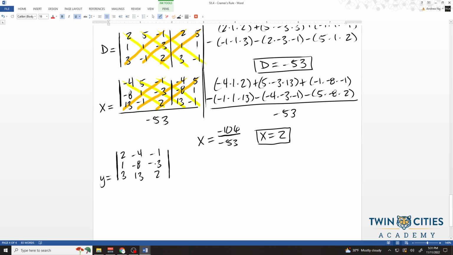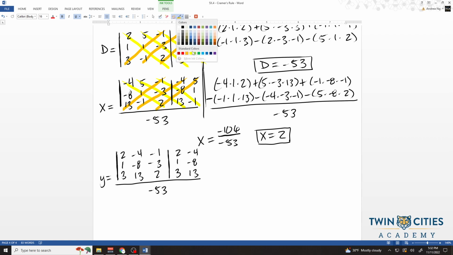Then to find this determinant, just like all the others, I'm going to take the first two columns and rewrite them over here: 2, 1, 3, negative 4, negative 8, 13. And remember, I'm still dividing all this by d, which is negative 53. Okay, let's do some multiplication. I've got 2 times negative 8 times 2, negative 4 times negative 3 times positive 3, negative 1 times 13. All right, let me write all that down.